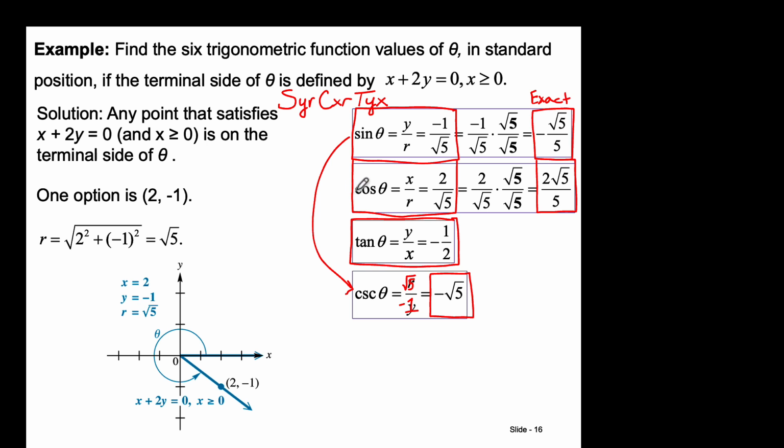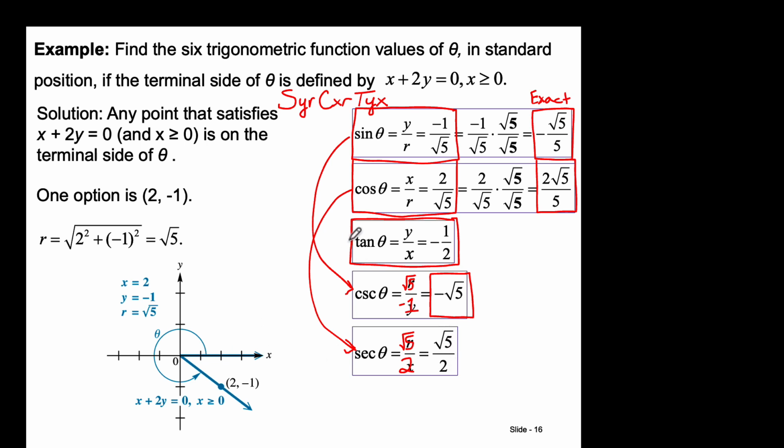Okay, I'm going to do the reciprocal function of cosine next. That is secant of theta equals, and instead of the 2 over radical 5, I put radical 5 over 2. You could have also taken it from here. Instead of x over r, it's r over x. R is radical 5. X is 2. And there's nothing to simplify or rationalize there.